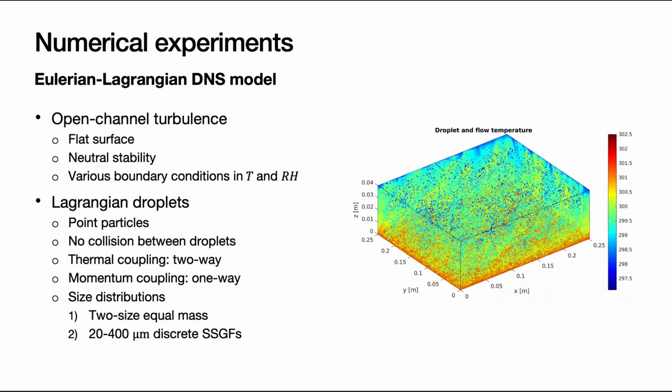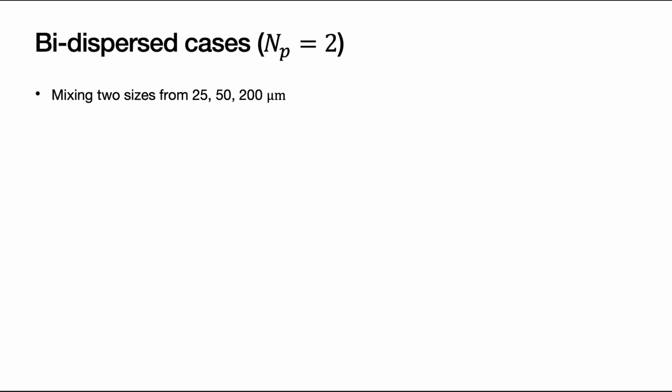For the droplets, we directly model each droplet as a Lagrangian droplet, and those Lagrangian droplets are point particles which have mass, but we neglect the volume effects. We assume no collisions. Thermal coupling is two-way, and momentum coupling is only one-way. These models are fairly consistent with our previous studies with single sizes. The difference is that we add multiple sizes. We will start with two sizes, which is the simplest poly-dispersed case, and then we consider more realistic size distributions. First, let's look at the bi-dispersed cases where we only have two sizes.